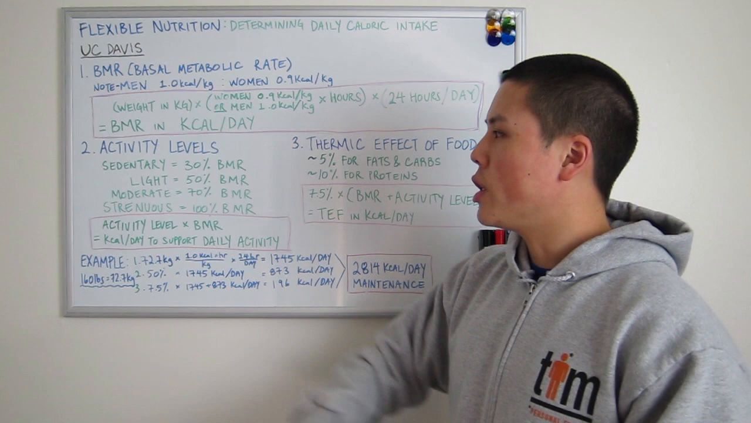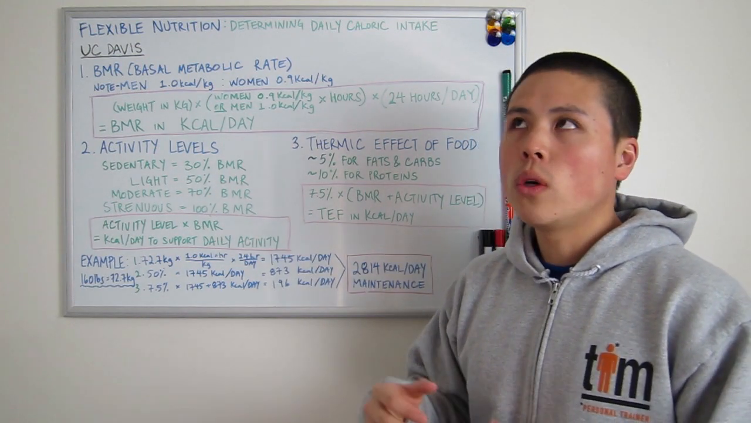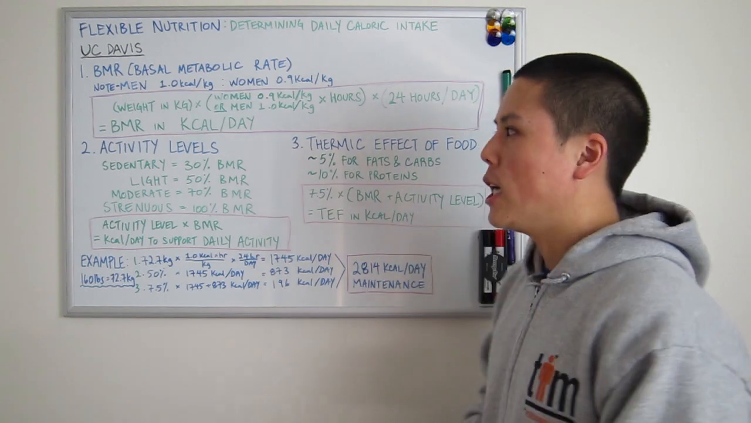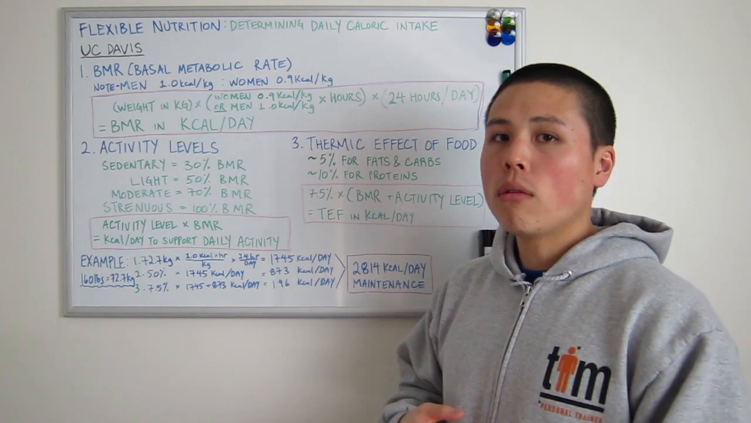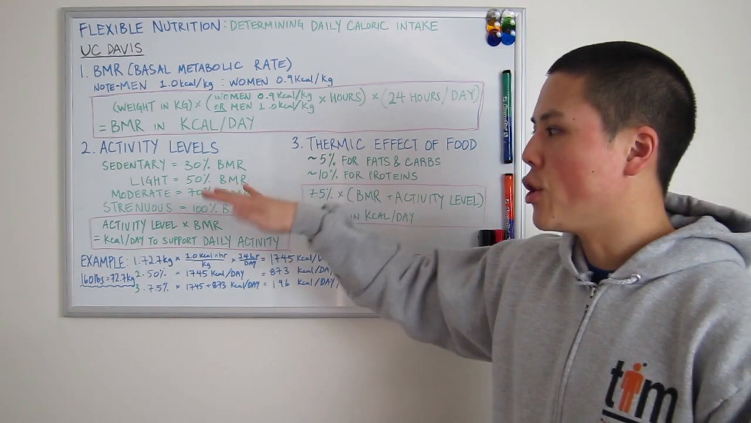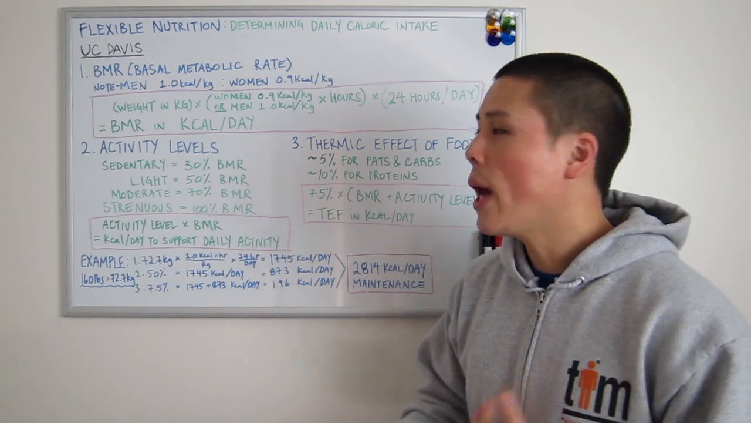Number 2, you want to determine your activity levels. We don't just sit around all day not doing anything. We have jobs, we work out, we play with our kids, we go out with friends, and this will tell you how many calories you're burning doing that.